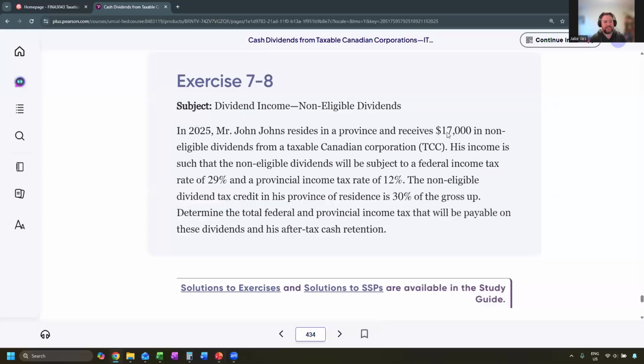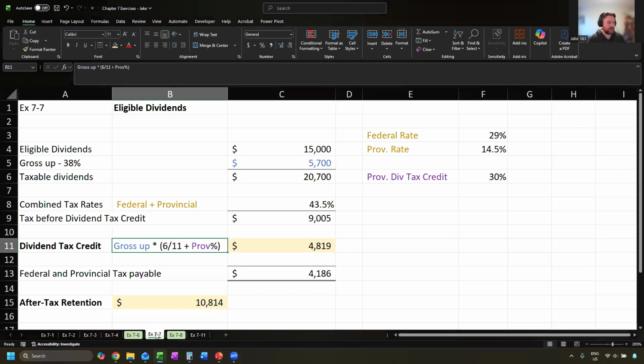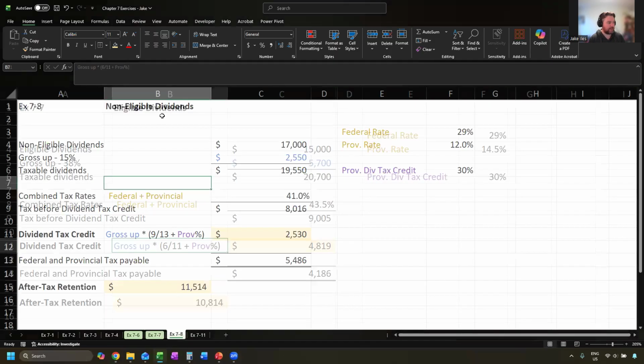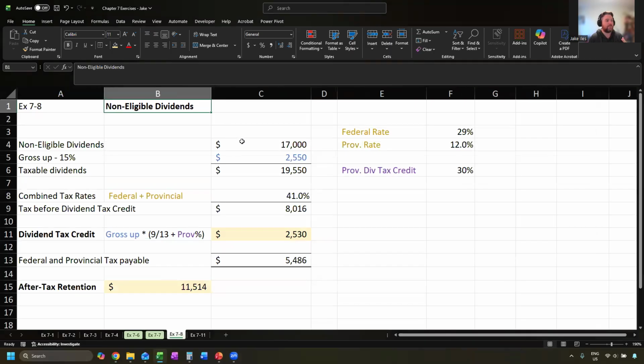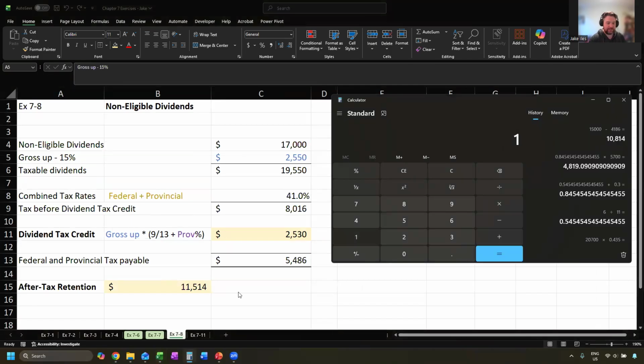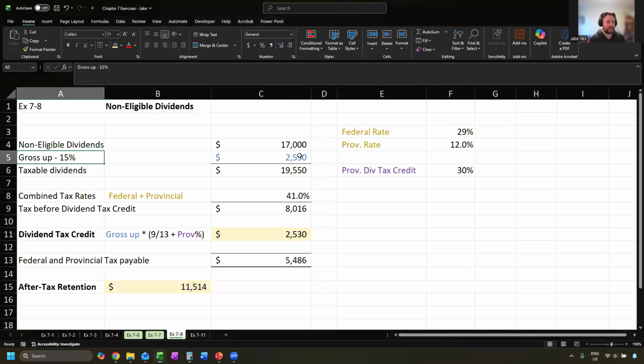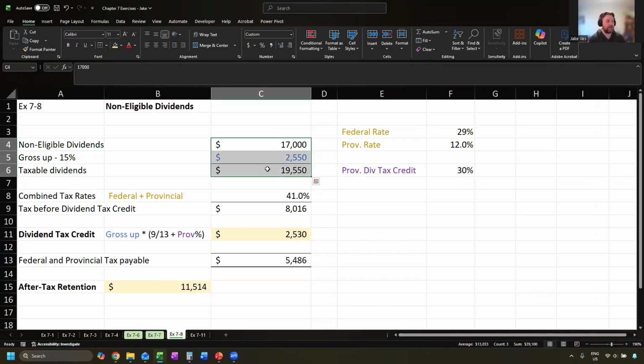So instead of $15,000, we receive $17,000. Let's go through the process again using non-eligible rates. So non-eligible dividends, the process is still the same, but you have to remember that non-eligible grosses up at 15%. So $17,000 times 15% is $2,550. So that's what we need to add back to that income we received. So our pre-tax income, the taxable dividends, is $19,550. We calculate our taxes based on this number.